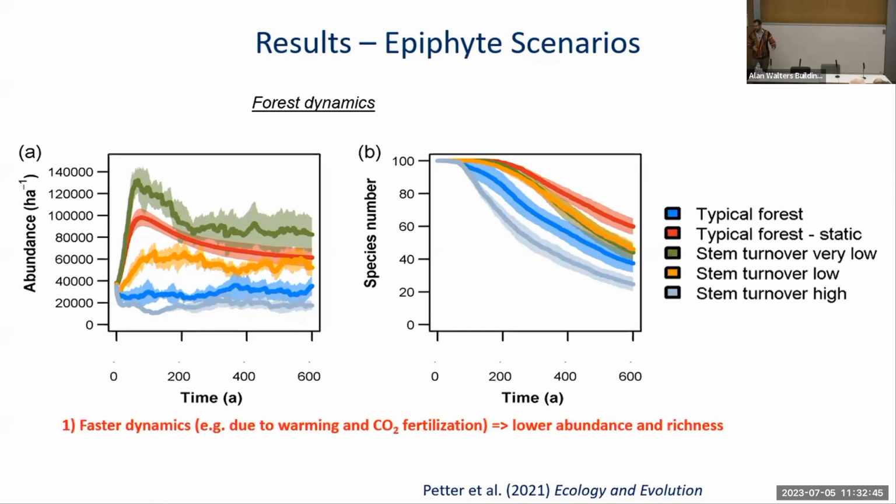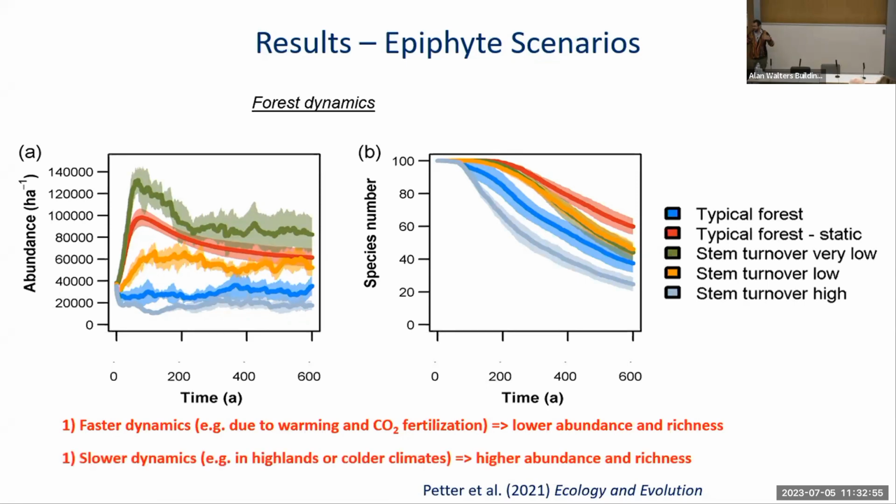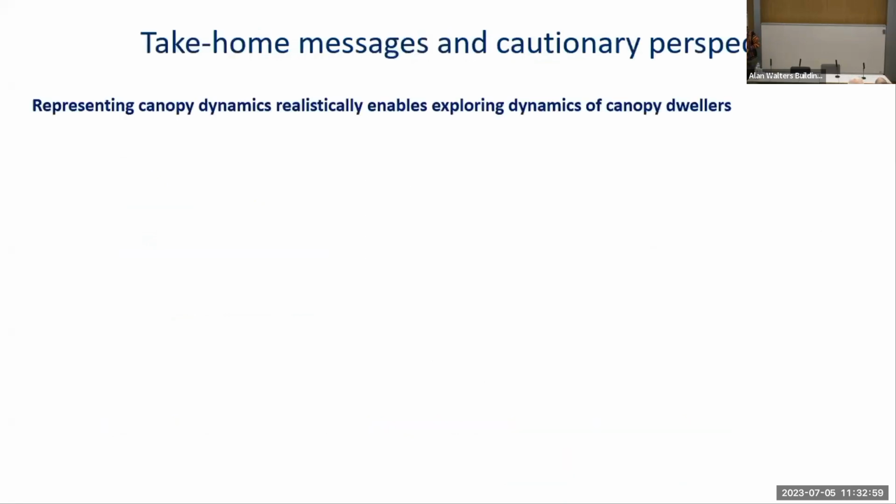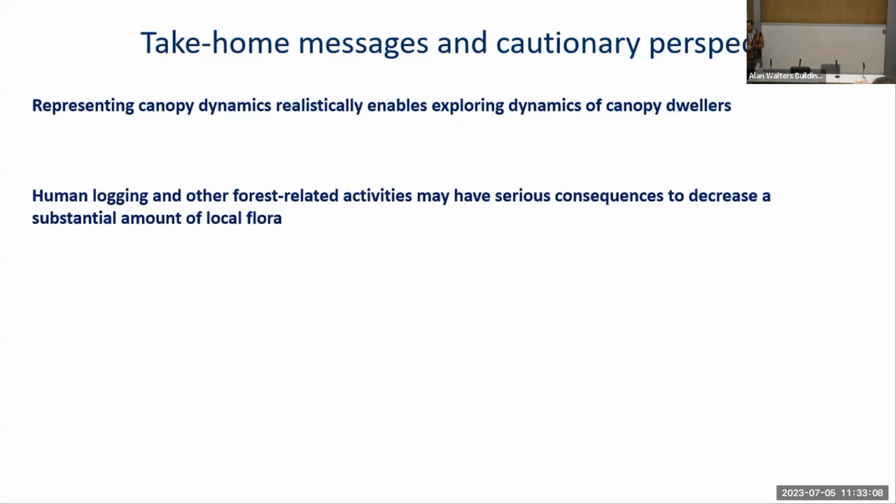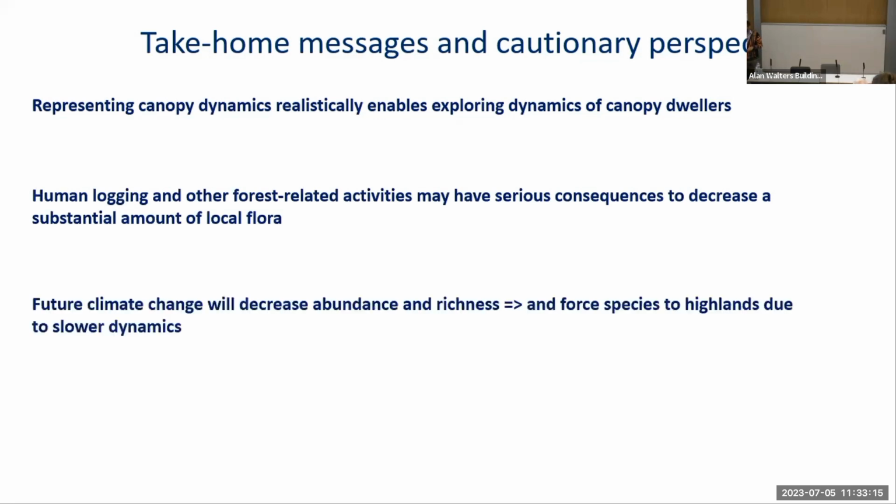So faster dynamics, let's say due to warming or CO2 fertilization, means lower abundance and richness for the epiphytes just due to forest dynamics. But lower dynamics in highlands and polar climates have higher values of those. Take-home messages: presenting the canopy realistically helps to explore canopy dwellers. Human logging and other activities may cause a serious decrease of biodiversity in tropical ecosystems. In the future, climate change may decrease these values as well.